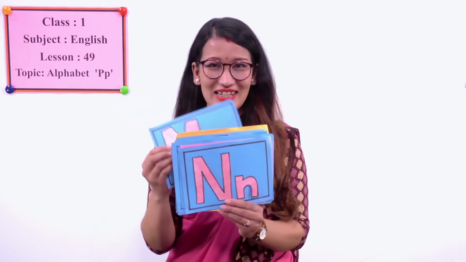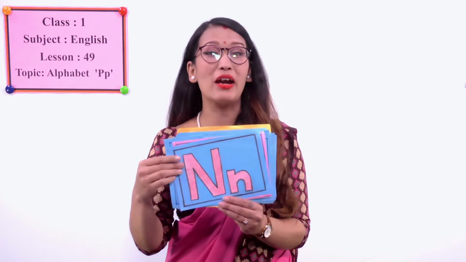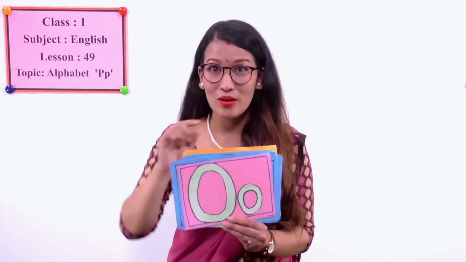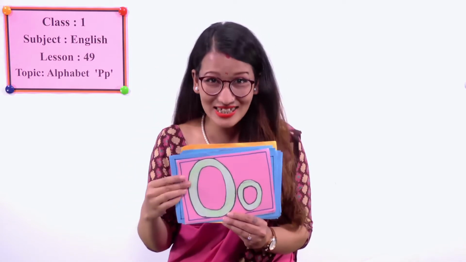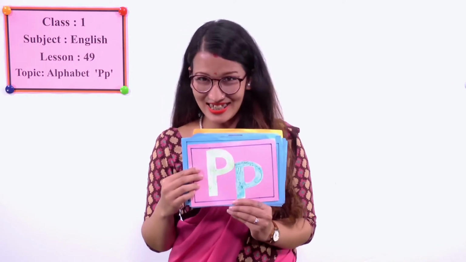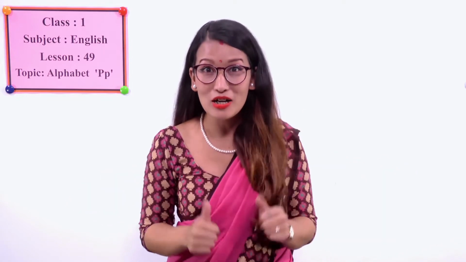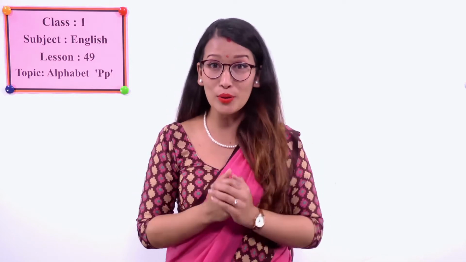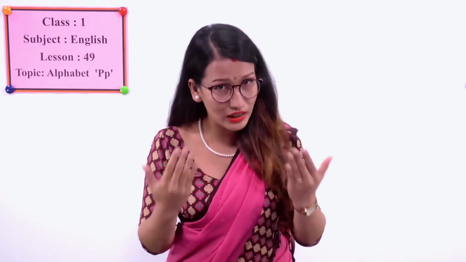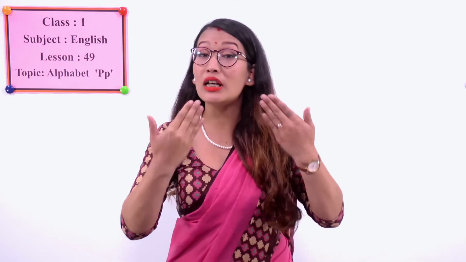Good. Excellent. And what is this? Very good. Now, oh, yes, very good. And what is this? P, very good. P is for pa, pa, peak. Yes, very good. Wow, excellent. You all are so smart. You all know what kind of letter P is. You have already learnt it. Today we will learn some more. Are you ready for it?